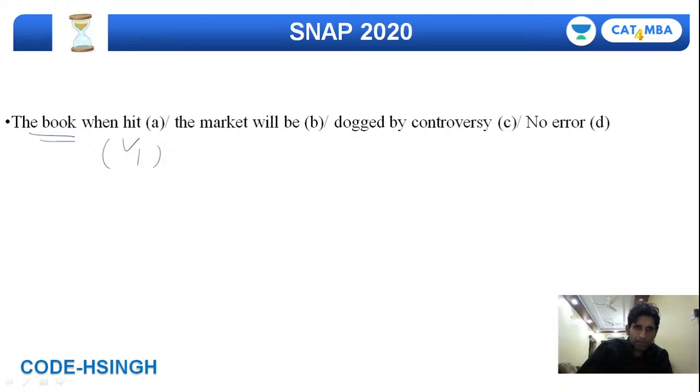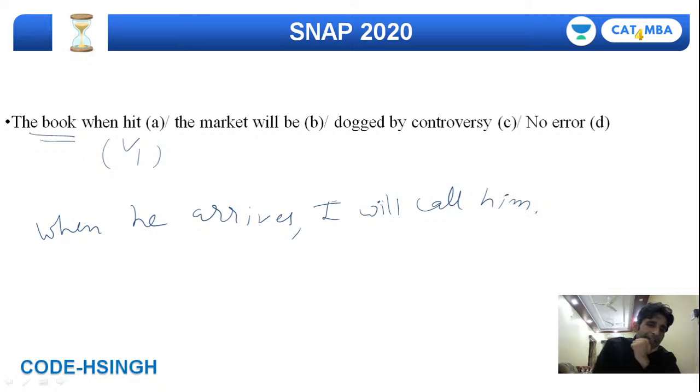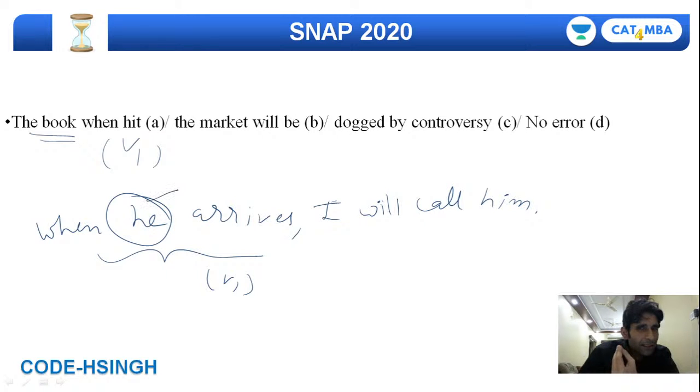Now let me give you an example. Let's say, when he arrives, I will call him. ठीक है, now look at this situation. When he arrives, तो यार मैं V1 यूज कर सकता हूँ ना to talk about future. But when I use the V1 form, I have to keep in mind what the subject is. The subject is singular, which means I need a singular verb. That means the verb should have an S ending.